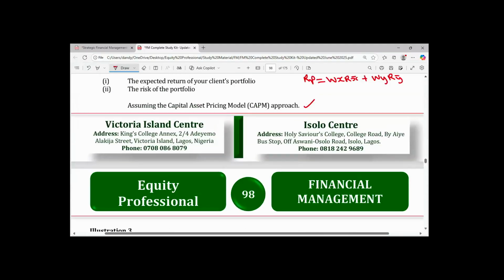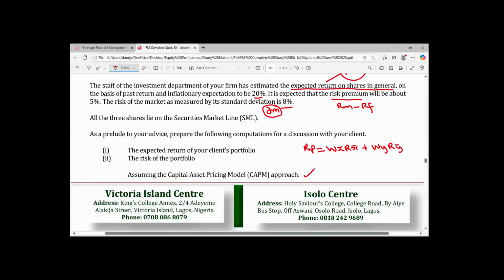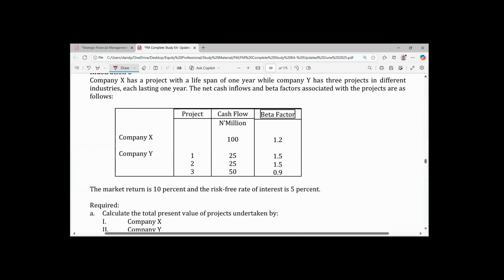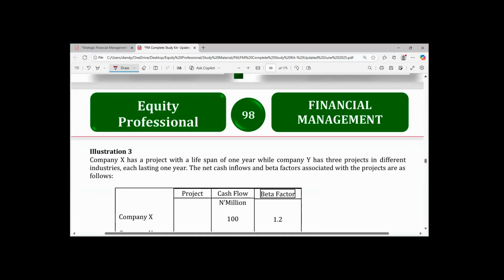Let's solve this illustration number 3. Just in case you have a similar question like this, how do you treat it? All right. Company X has a project with a lifespan of 1 year. Company Y has 3 projects in different industries, each lasting 1 year. The net cash inflows and beta factors associated with the projects are as follows.